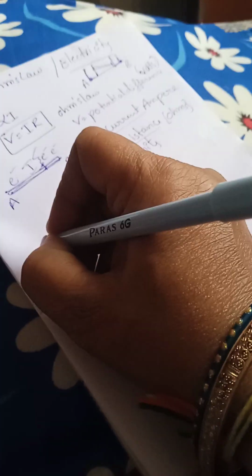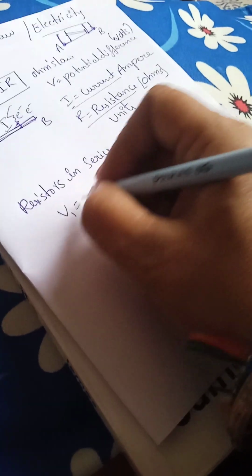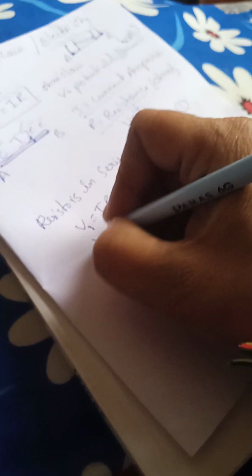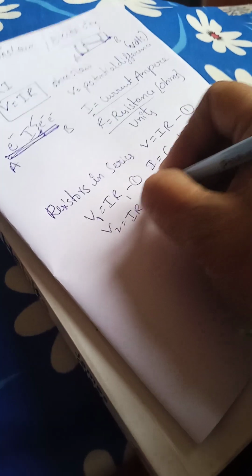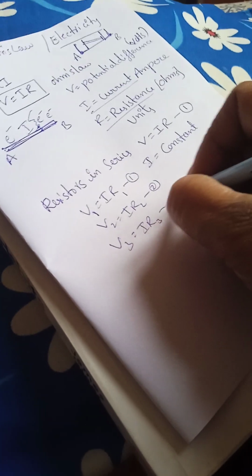And resistors connected in series. Here our formula is V is equal to IR. In series, the current is constant. So V1 is equal to IR1, first equation. V2 is equal to IR2, second equation. V3 is equal to IR3, third equation.